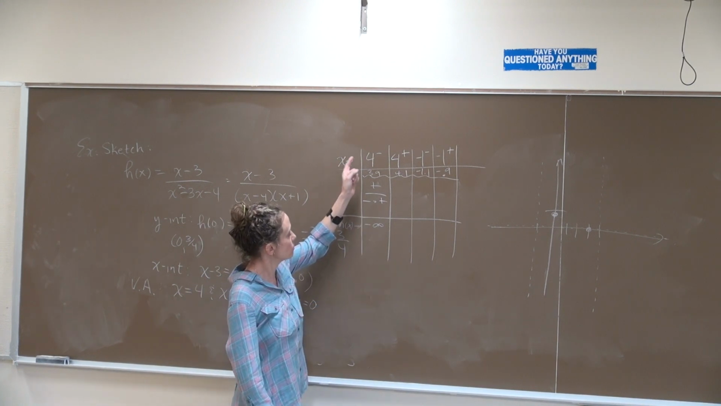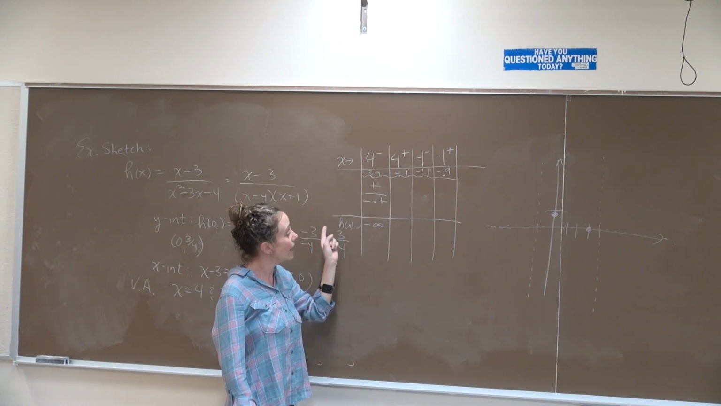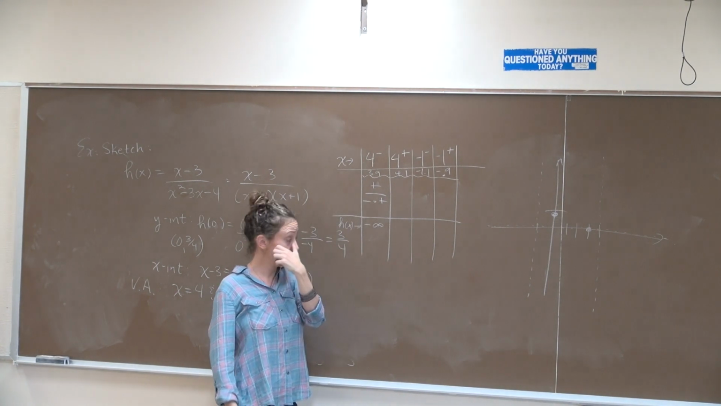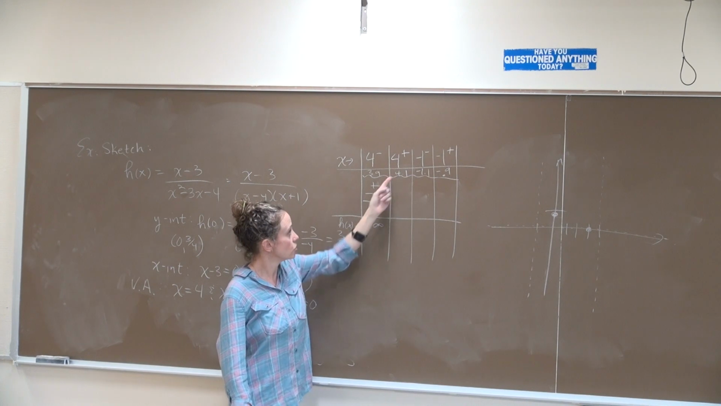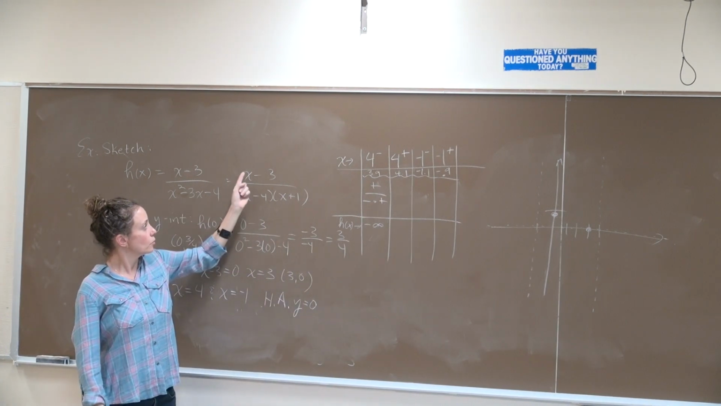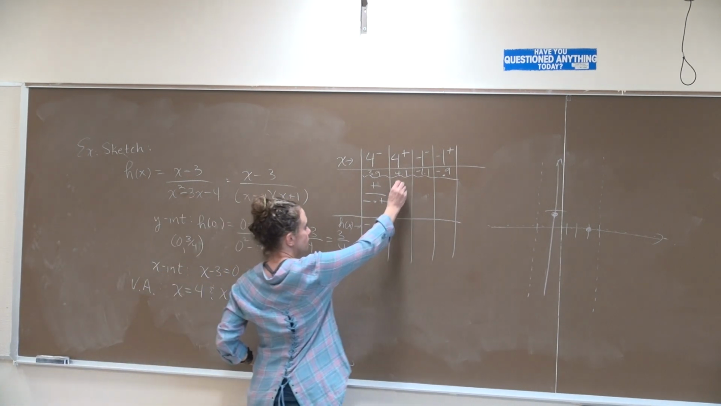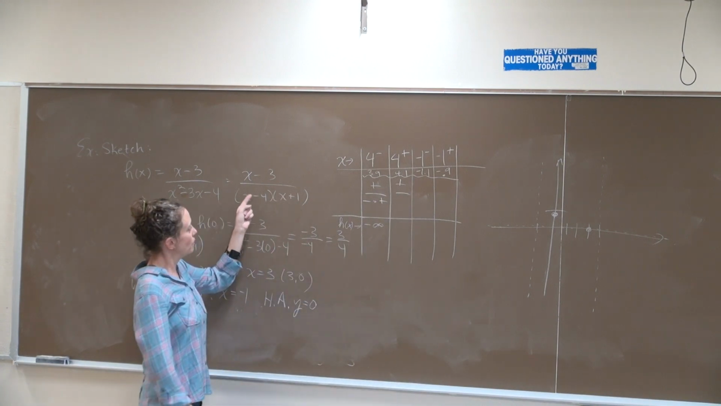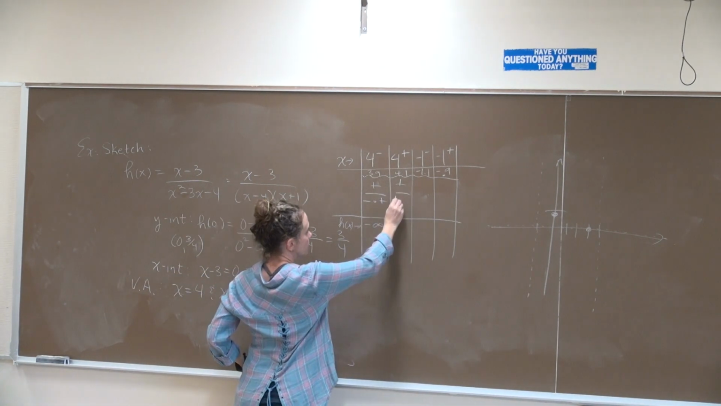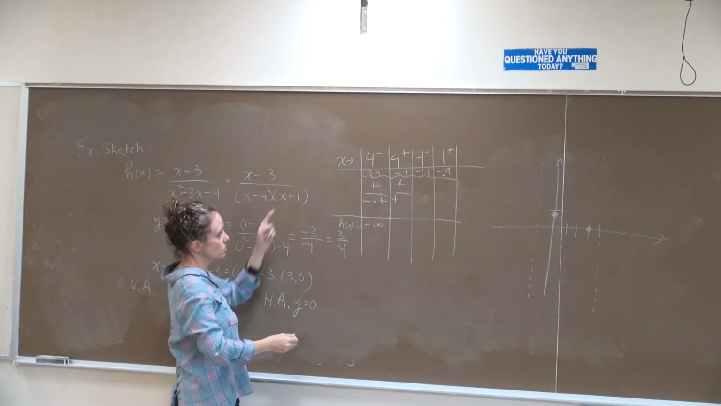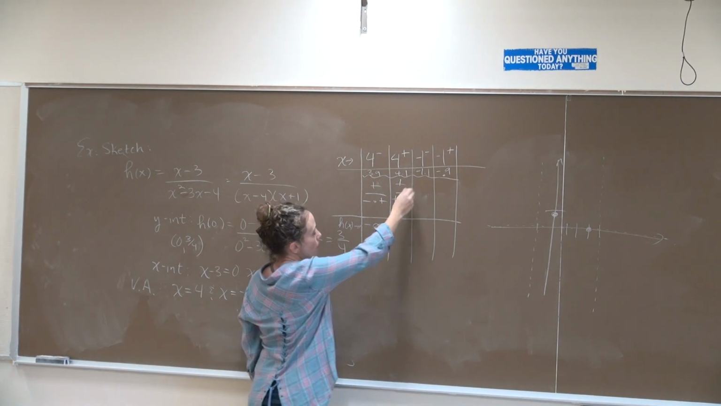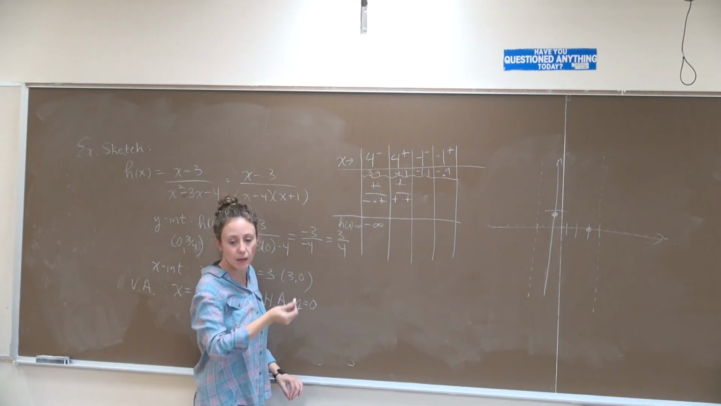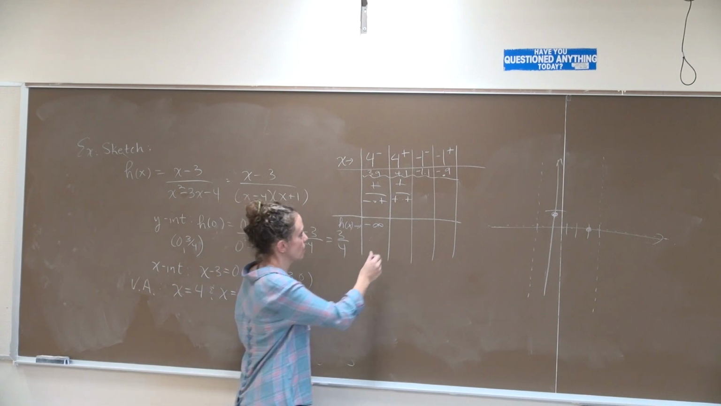So as x approaches 4 from the left, our y values, or h of x, is going to approach negative infinity. Let's try 4.1. 4.1 minus 3 is positive. 4.1 minus 4 is positive. 4.1 plus 1 is positive. A positive divided by a positive times a positive is a positive divided by a positive, which is a positive.